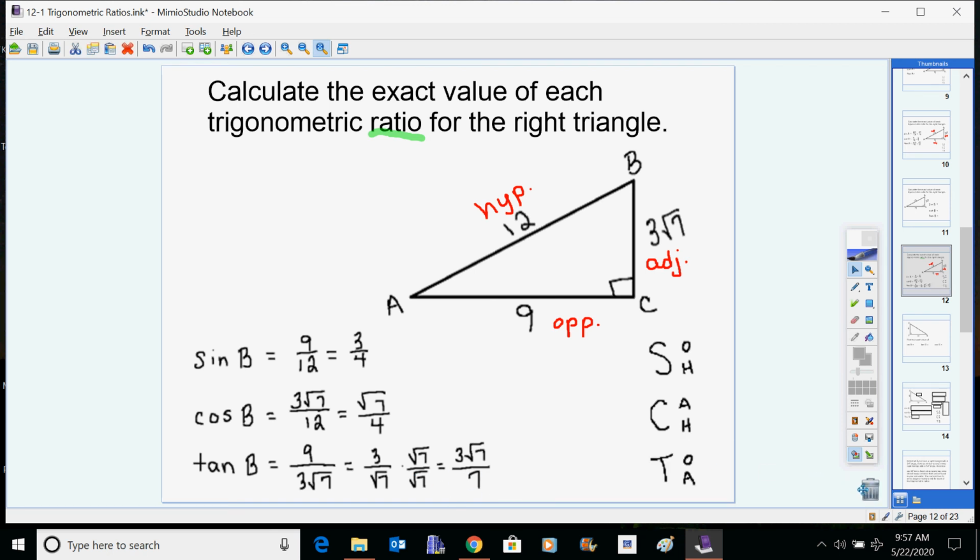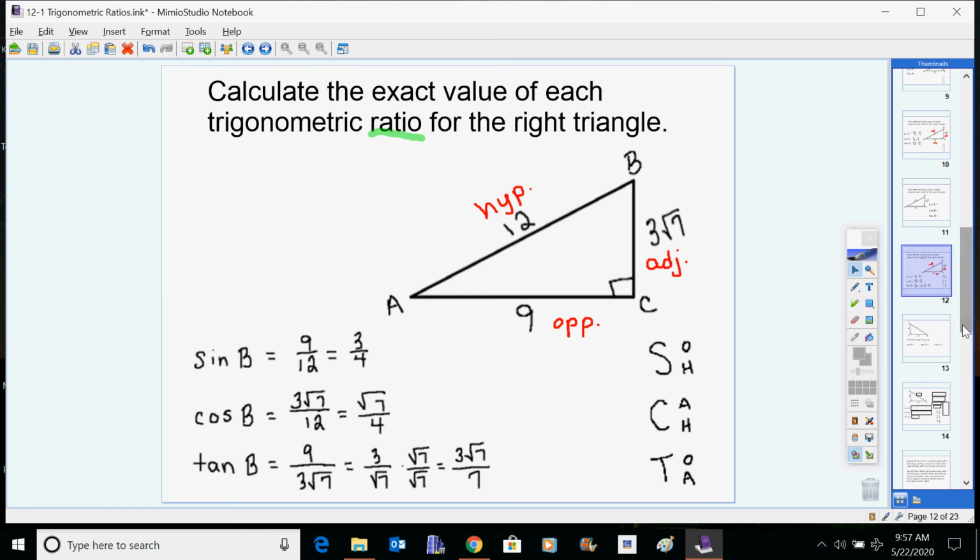We had dealt with this when we were looking at special right triangles, with getting the square root out of the denominator. So hopefully it's had a few more months to sink in. So you have got that.